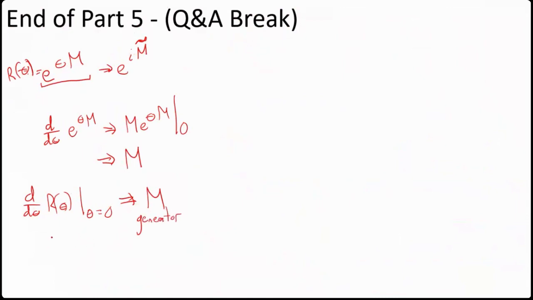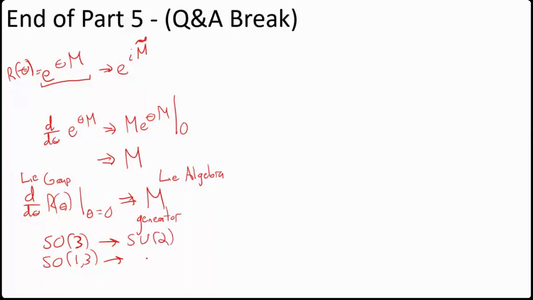And then you can do this for the 3D rotation group, and you can also do it for spacetime, which I guess is called the Lorentz group. So the rotations make up the Lie group, and the generators make up the Lie algebra. And you can find different groups with the same Lie algebra. So SU2 has the same Lie algebra as SO3, and then SL2C, I think, has the same Lie algebra as SO13.